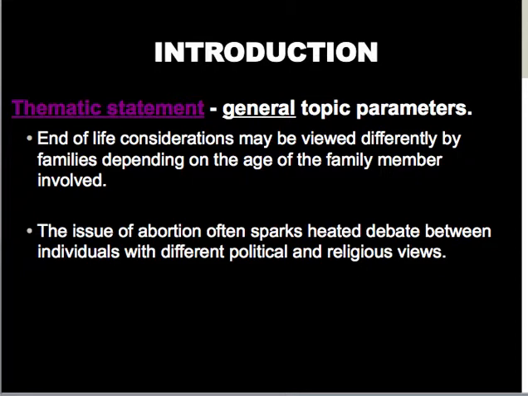The second thematic statement indicates the paper is about the issue of abortion, that the issue is controversial, and that it is considered controversial because groups with differing political and religious beliefs understand the issue differently. Again, three major themes or components that will be addressed in the paper are identified in the thematic statement.